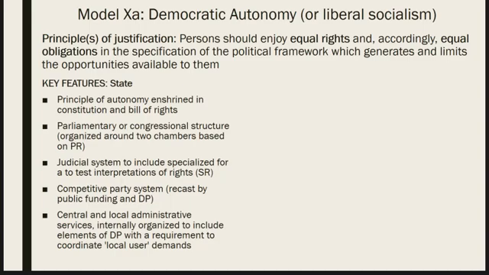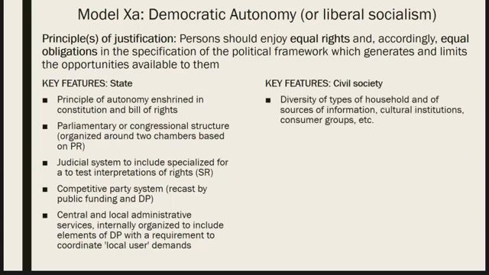And these forms of ownership have ranged from private ownership to public ownership to cooperative ownership or to some combination of these things. He also raises the question of whether or not this model would result in a tyranny of the sameness. And he says, no, it doesn't have to. And he says that we can still have a diversity of types of households and sources of information and cultural institutions and consumer groups and so on.